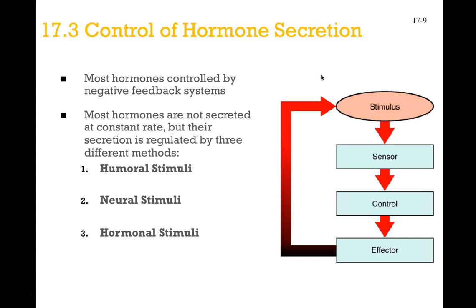We will go through so many examples of this, especially when we get into chapter 18 and the endocrine organs. Now let's talk about the different stimuli for hormone secretion. We are not going to secrete hormones at a constant rate most of the time, and instead we use three methods: humoral stimuli, neural stimuli, and hormonal stimuli. Be careful on your exam when you read, don't mix up humoral and hormonal, because they have similar letters within the word, so it's easy to read through them incorrectly.